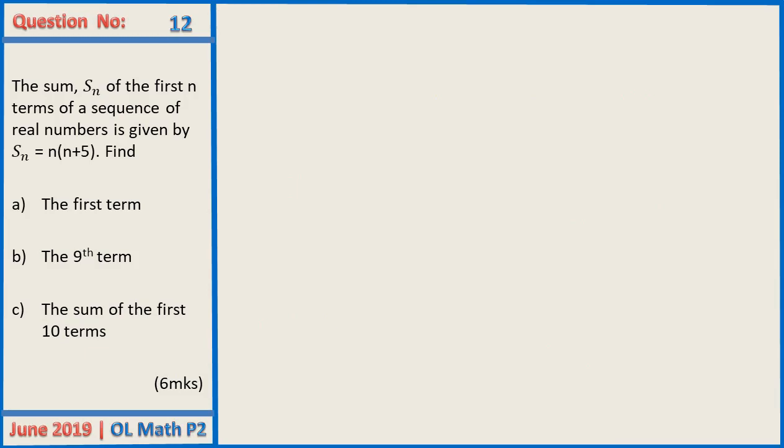6 marks. Question 12. The sum of the first n terms of a sequence of real numbers is given by Sn equals n into n plus 5. Find the first term. The first term is the same as the sum of the first one term. So the first term is given, when n is 1, we have 1 into 1 plus 5 giving us 6.